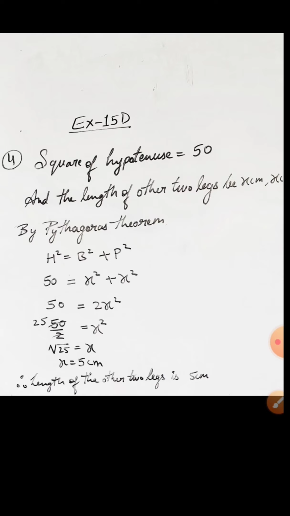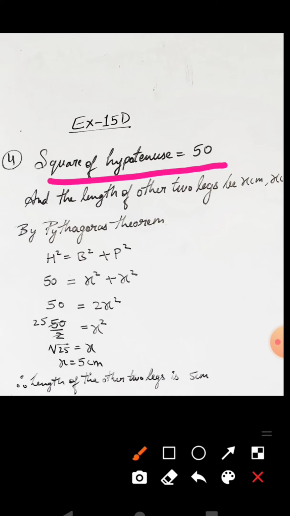So here we have the square of the hypotenuse, it is 50. You will write here unit. Unit is not given, it can be centimeter, meter, anything. It is given that both legs are of equal length, so we are assuming the length of the other two legs is x centimeter, or unit we can write. So by Pythagoras theorem, first we'll write the Pythagoras theorem, then we'll put the values.